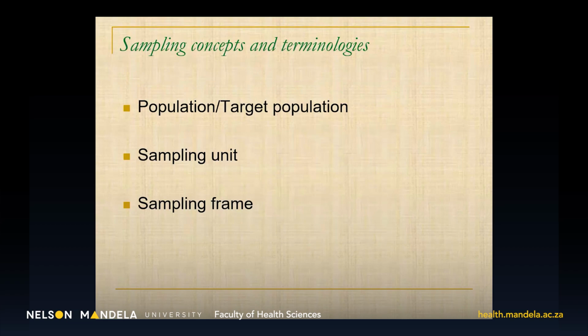Now, sampling concepts. Population or target population, sampling unit, and sampling frame. Again, I'm going to move slowly here because sometimes it can be a tongue twister. And I'll try and unpack this in a very easy way to understand. Sampling unit, sampling frame, target population. What are the differences between these?